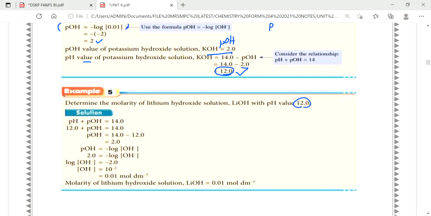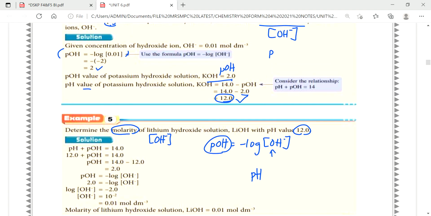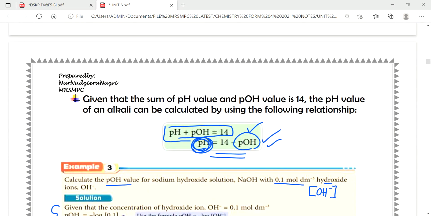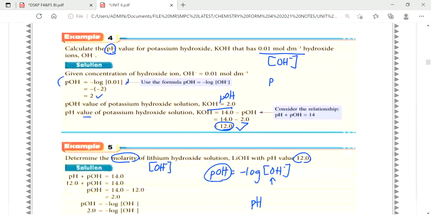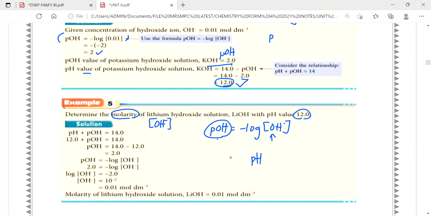So macam mana nak buat ni? Okay, dia nak apa? Dia nak molarity of ini kan. So yang ini kita jumpa dalam formula pOH kan. So sekarang ni nak dapat yang ni kita kena tahu ni. So nak dapat pOH ni, tengok apa yang dia bagi. Dia bagi pH. So pH tadi yang kita belajar tadi kan, ni formula ni, pH tambah pOH is equal to 14. Daripada sini kita boleh tahu pOH ni.